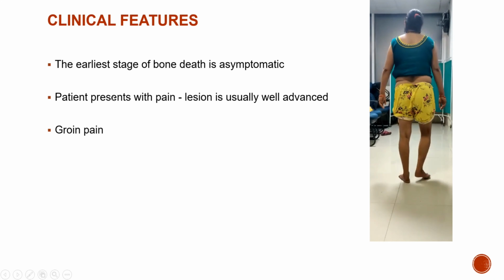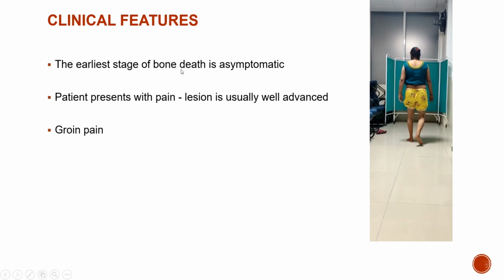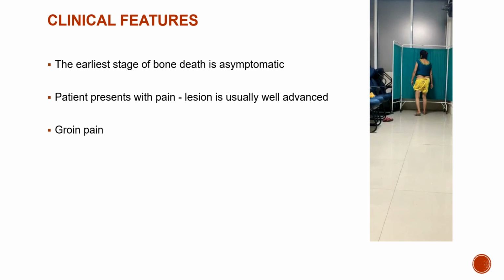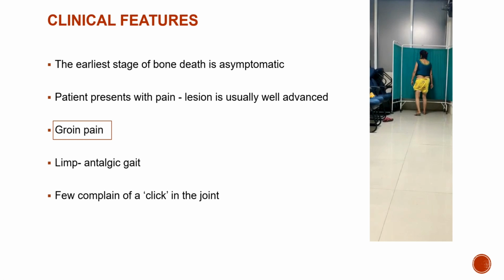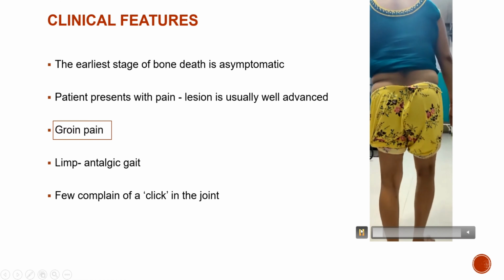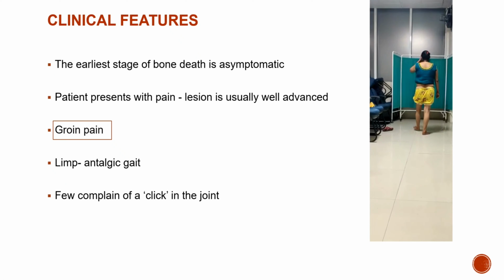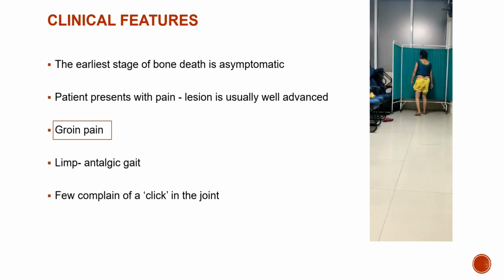So here we can see one of the earliest stage is the bone death, and it is usually asymptomatic. The patients usually present with pain, and lesions are seen well in advance. And these, mind you, are the early changes, and they present with just mere groin pain. And the limb will be antalgic, and a few clicks can be seen as a patient complaint. Here we can see the patient has antalgic gait, mainly affecting her left limb, with reduced stance phase and increased stride phase.